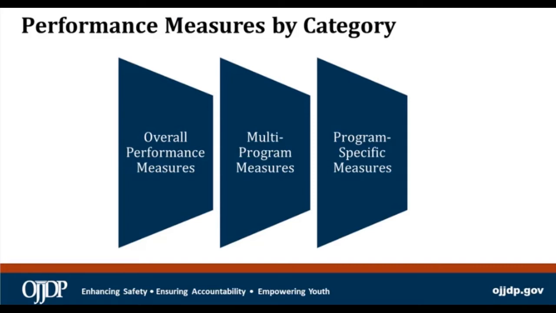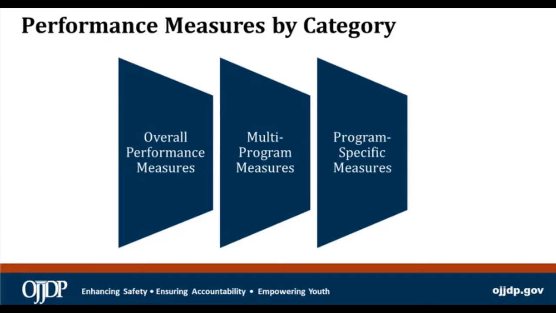Program-specific measures collect data that align with a specific population, funded activity, or desired result. These measures help reflect the unique outputs and outcomes for each specific program and distinguish them from other programs. Program-specific measures also help track the progress of individual programs over time.